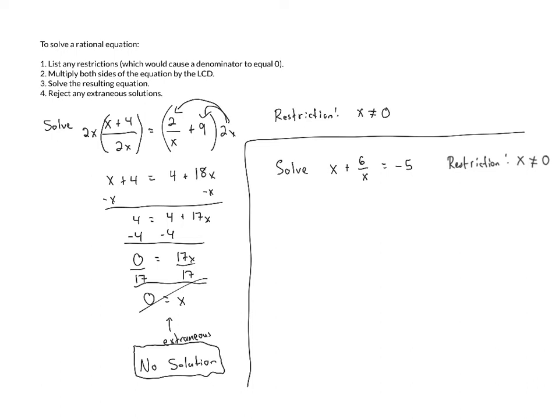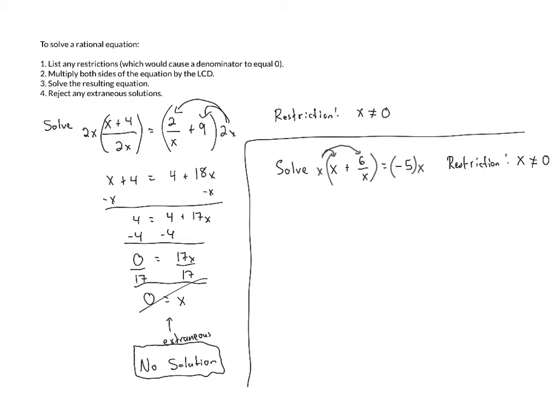Now I know that we've had the same restriction in all of the problems that we've done. However, if you look at the example problems in the videos linked below, you will find some that have a different restriction. So it's really important to go through those videos and see a wider variety of problems. But for now, the restriction is x is not equal to 0, and we can move on to multiplying both sides by the LCD. Now the only denominator here is x, so that means the LCD is going to be x, and we need to multiply both sides by x.